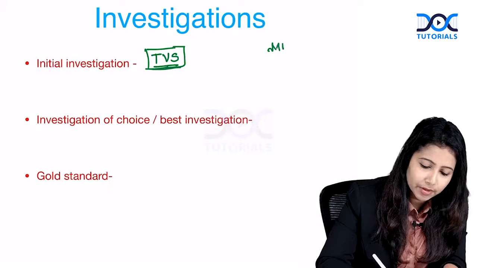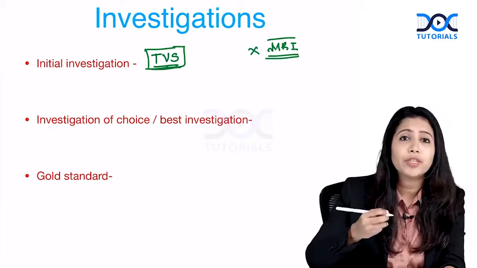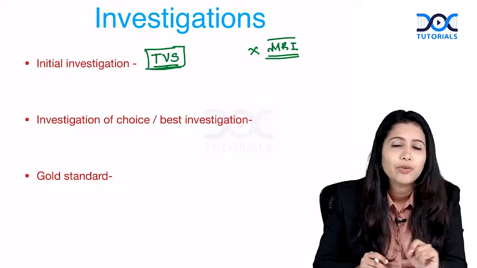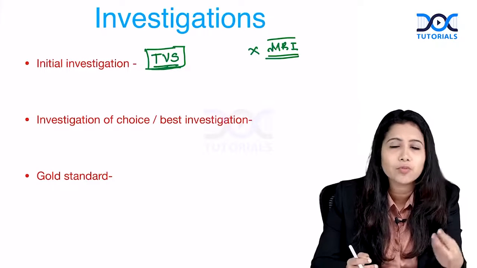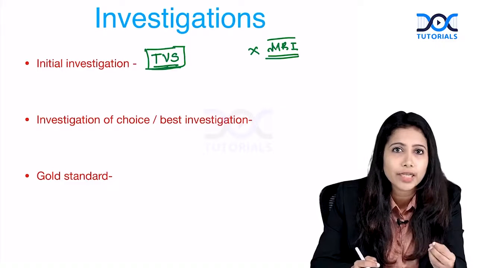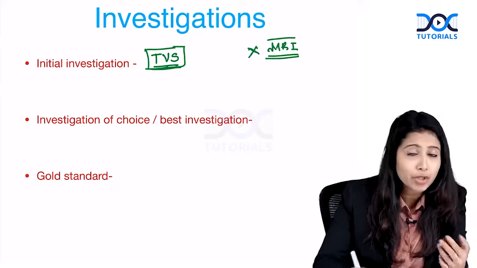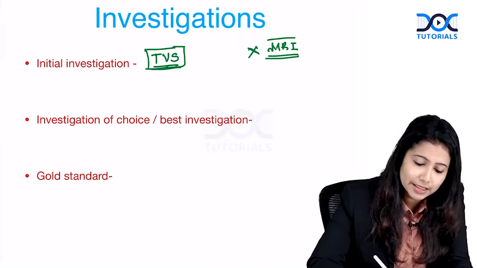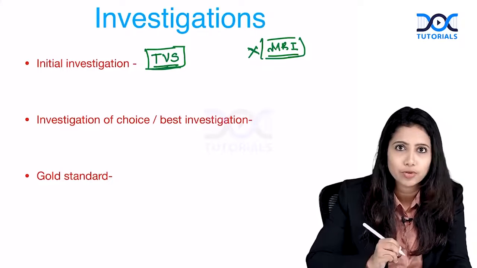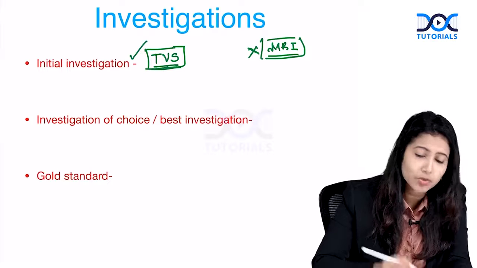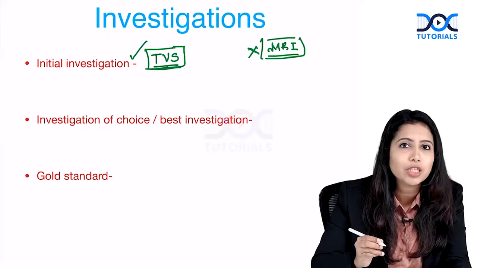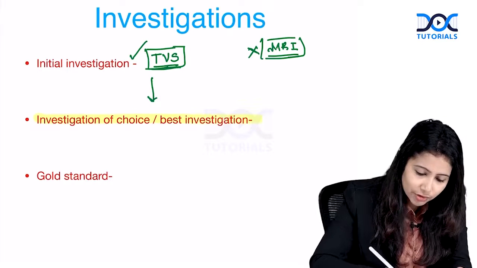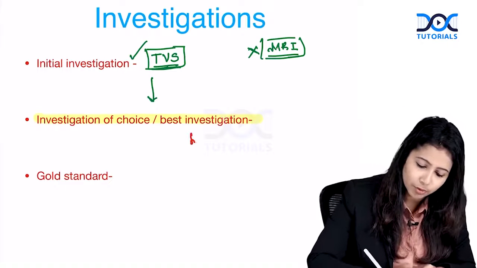What about MRI? So, MRI is not going to give us much more detailed information than what we get from transvaginal sonography. We are not able to see or diagnose the small deposits that can be seen along with endometriosis. So, MRI can be used if we are suspecting a deep infiltrating endometriosis. But again, this does not come as an answer for any of your questions. So, the first line is the transvaginal sonography, and the investigation of choice, the best investigation that can be done, is laparoscopy.